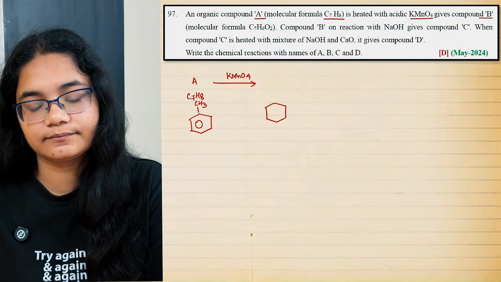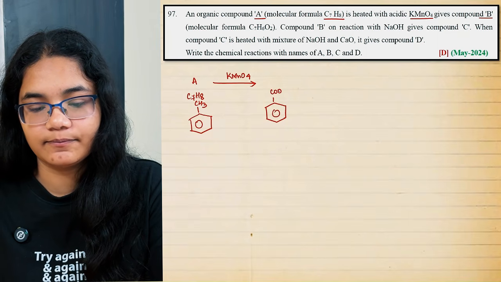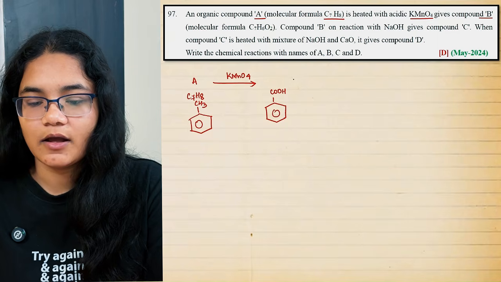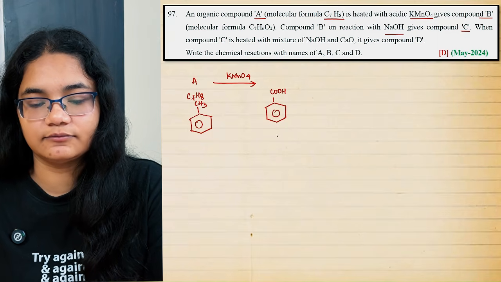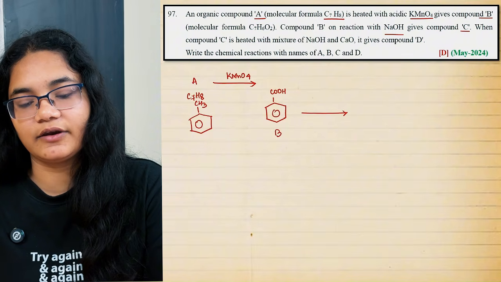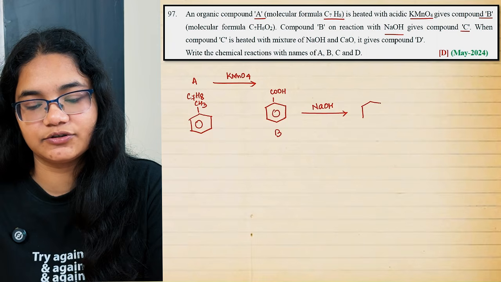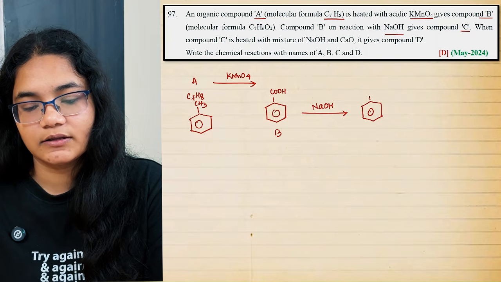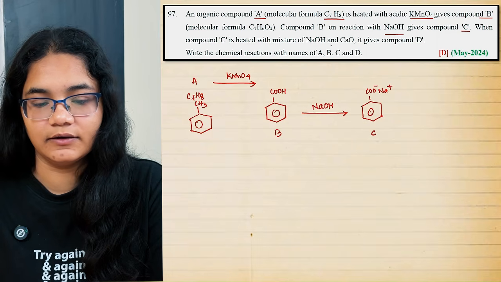So this is compound B. Now compound B on reaction with NaOH gives you compound C. Now when it is reacting with NaOH, there will be a salt formation, so it will give you COO minus Na plus. This is compound C here.